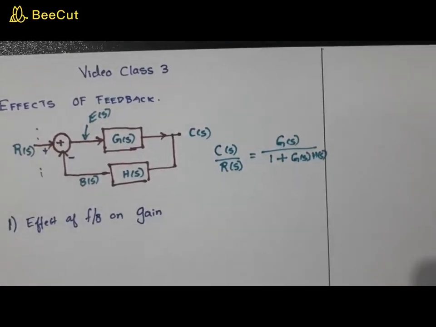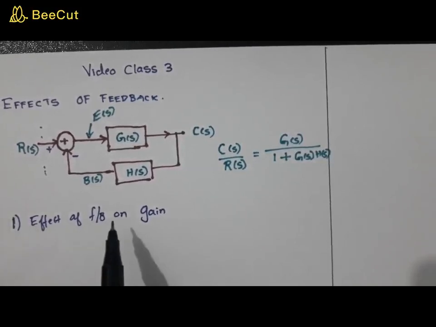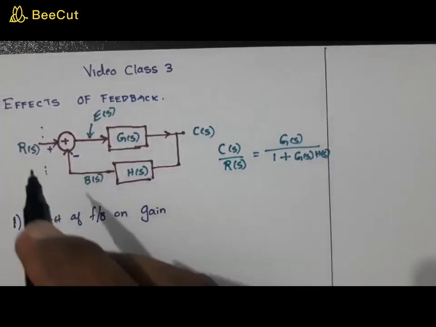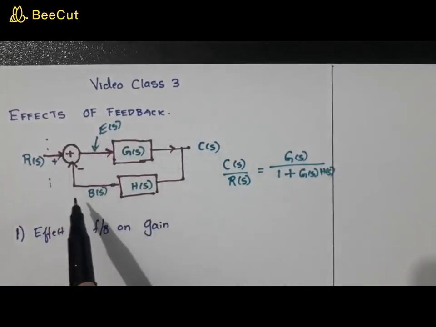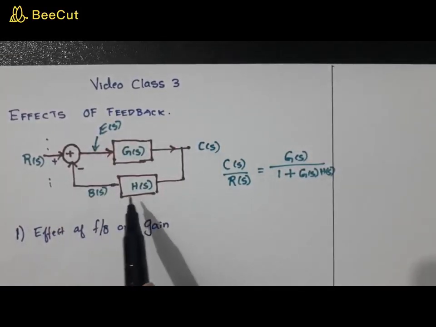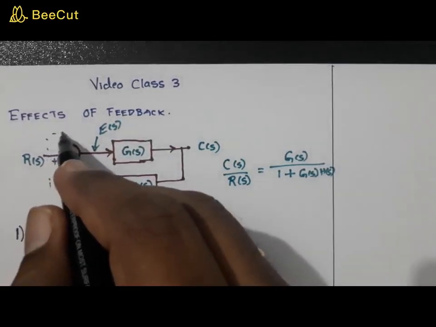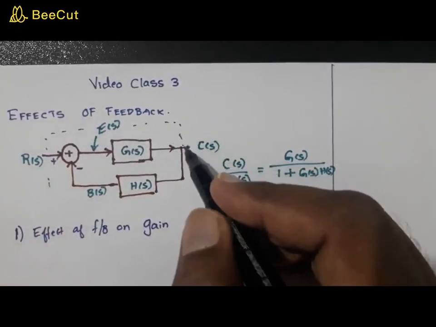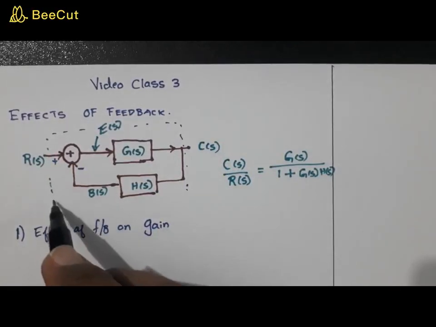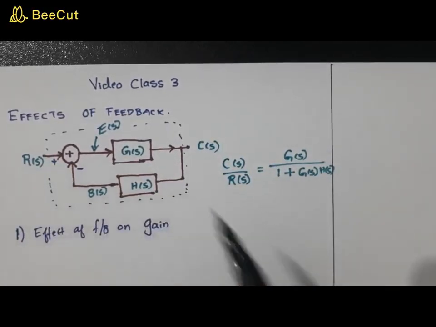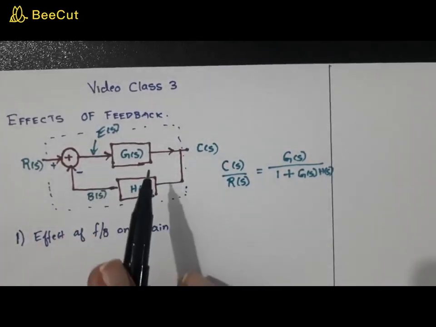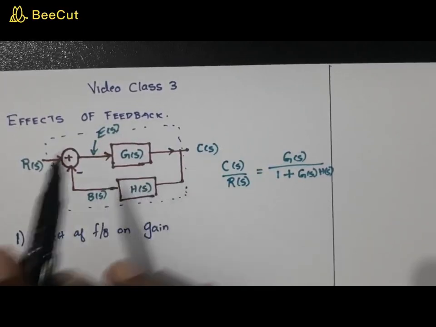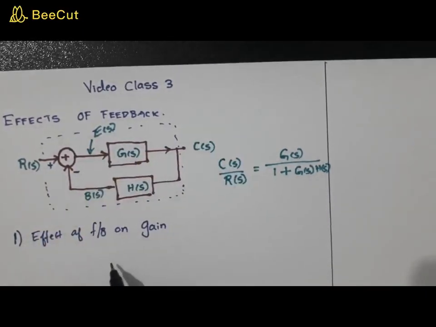Now let's see the number one effect, that is the effect of feedback on gain. Look at this block diagram. As I told you, this is the most generalized block diagram of a closed loop system. I have told you earlier in a video that there are three types of modeling: one is mathematical modeling, the other is block diagram modeling. So this is just a glimpse of that. You can convert this into a single block diagram like this.